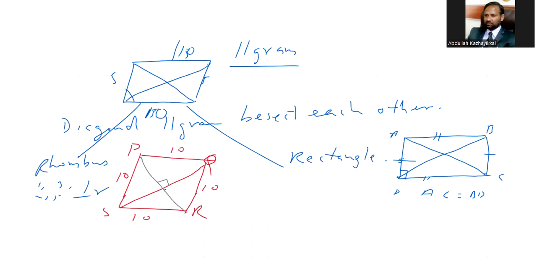But diagonals of a rectangle are equal, not perpendicular bisectors. They are bisecting each other because it is a parallelogram. Parallelogram is the father. Rectangle is a parallelogram. Rhombus is a parallelogram. Now the last one, the sixth one.